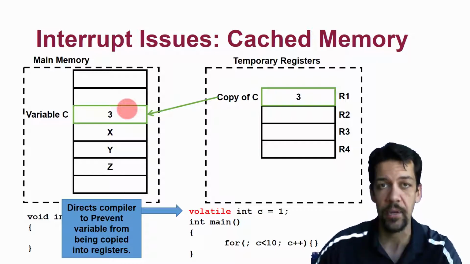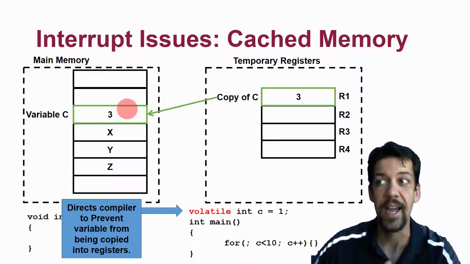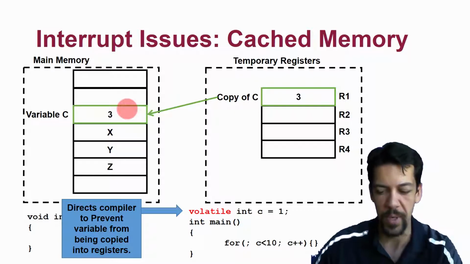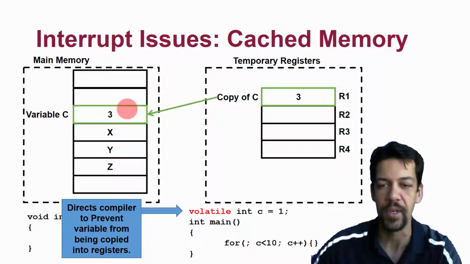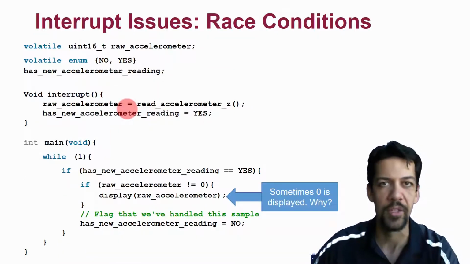Now this slows things down a lot because the registers are much faster to access. So every volatile variable is now a RAM only variable, and that takes much longer to do, especially if we're doing a lot of little operations on it. So use the volatile keyword sparingly and only when it uses interrupts. The next issue we're going to talk about is race conditions.